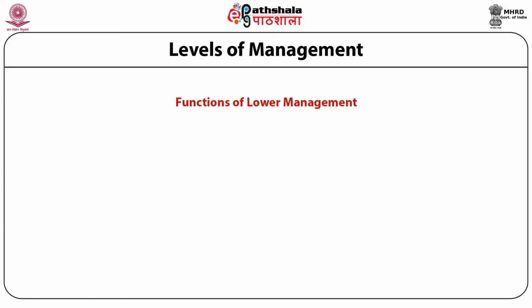Then, the lower or the operative management. Lower management basically performs the executory function. It consists of foremen, supervisors, sales officers, accounts officers, and so on. They are in direct touch with the rank and file or workers. Their authority and responsibility is limited. They pass on the instructions of the middle management to the workers.